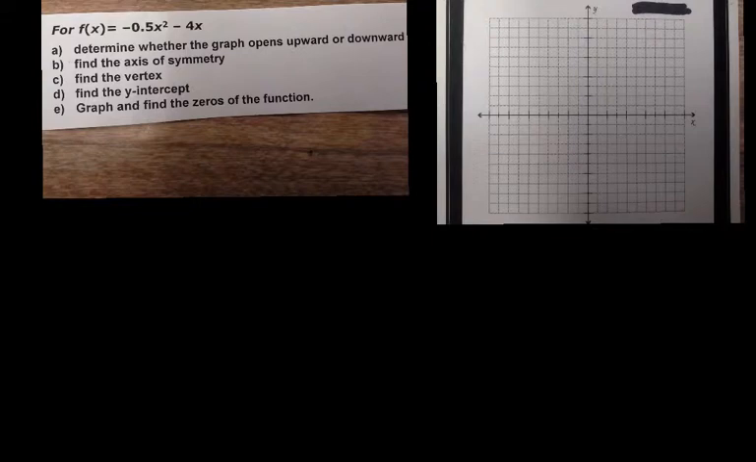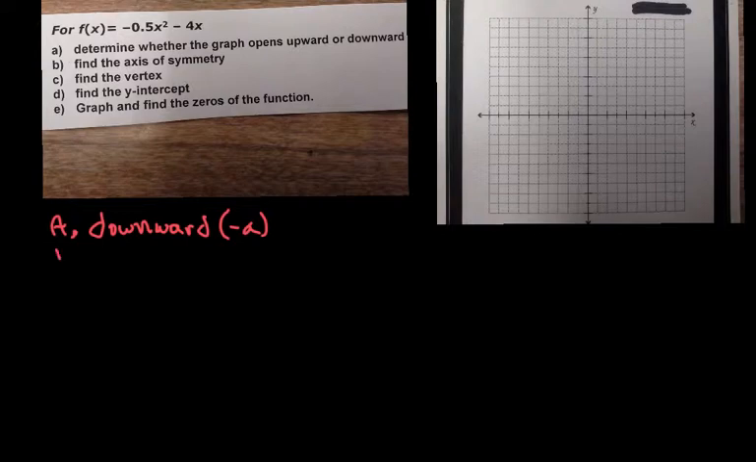Part A, it opens up or down. You can say this one here opens down because A is negative, so it goes downward. Once again, because A is negative, so look at the function, and you have the negative in front of the x squared term. Part B, find the axis of symmetry.